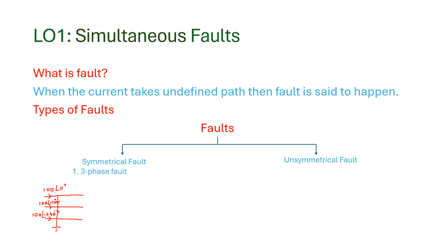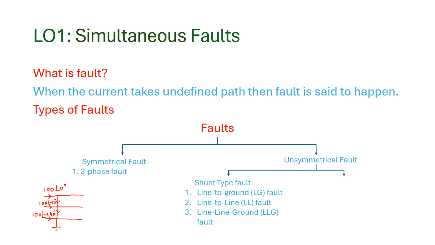There is another type of fault which is called unsymmetrical fault, and it is also called unbalanced fault, because when this fault takes place, the system does not remain balanced. The current or voltage will not have the same magnitude and will not have a phase shift of 120 degrees. Now there are two types of unsymmetrical fault.